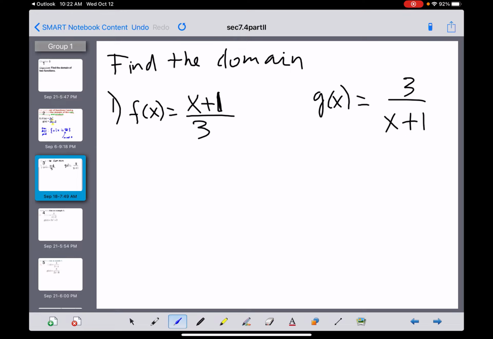Number two, same directions, but notice that this time we have something at the bottom, at the denominator. So if you look at this one, it says 3, and this is x plus 1. So the 3 can't be made into a 0, so there's nothing you can do with the first function. But for the second function, g, if we solve x plus 1 equal to 0, x equals negative 1. What this means is that if we plug negative 1 into this x right here, it's going to make the function undefined at that point.